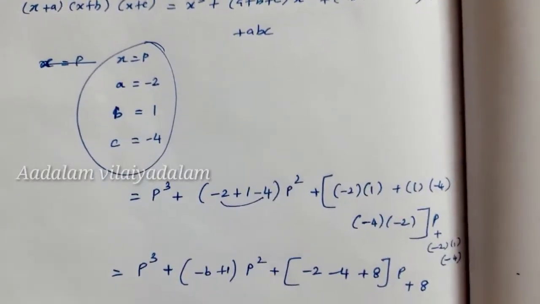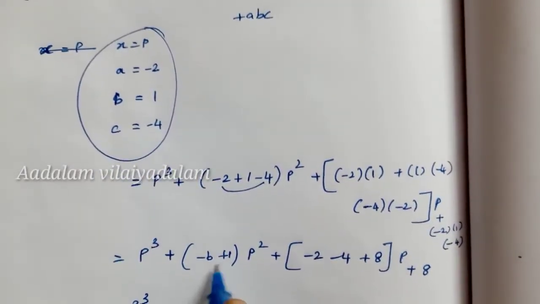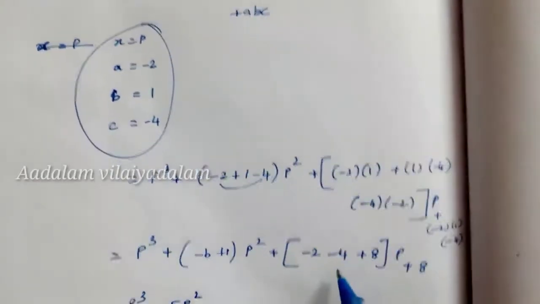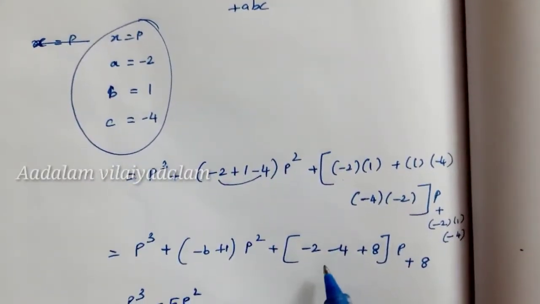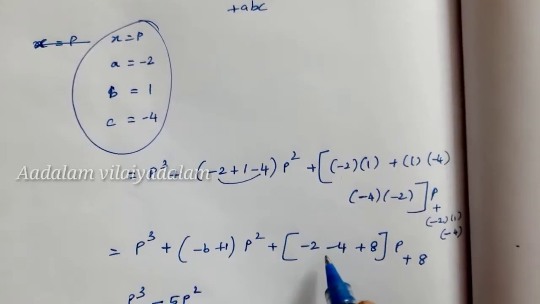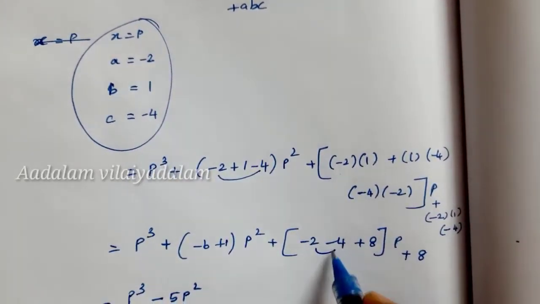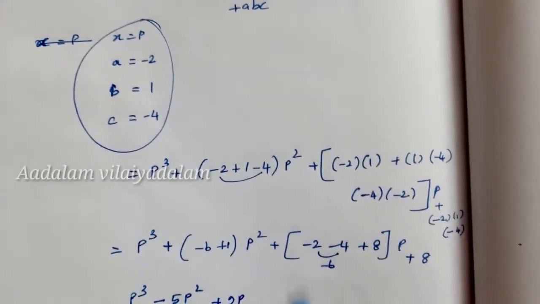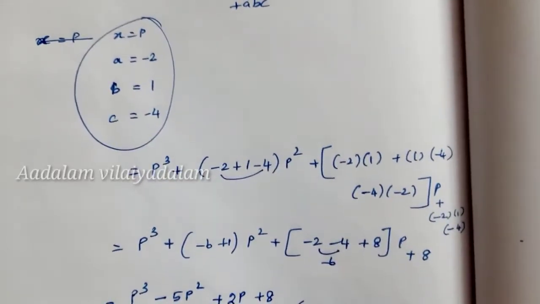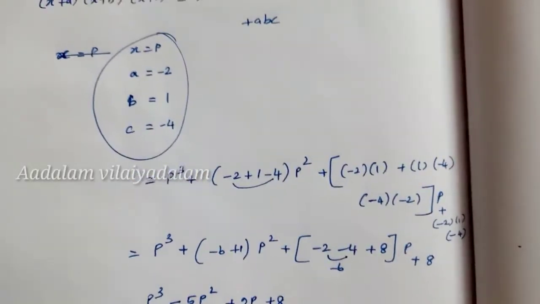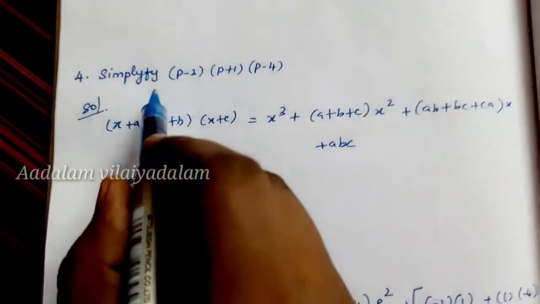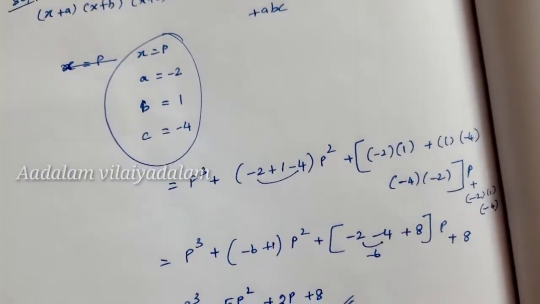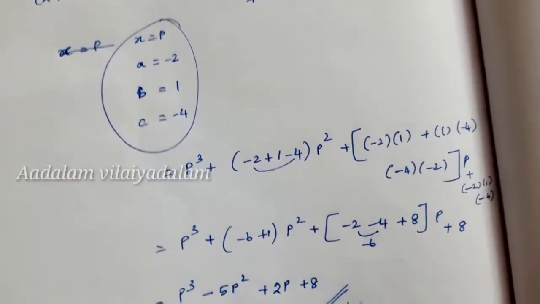Next, solving this line we get p cube, minus 6 plus 1, by the subtraction we get minus 5 p square. Then here, minus 2 minus 4, adding these two we get minus 6. Then minus 6 plus 8 we get plus 2p, plus 8, which is the final answer for this simplification. So simplify (p − 2)(p + 1)(p − 4): the answer is p cube minus 5p square plus 2p plus 8.